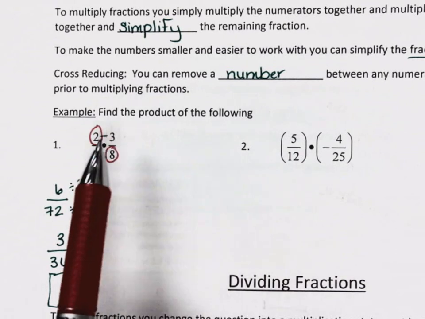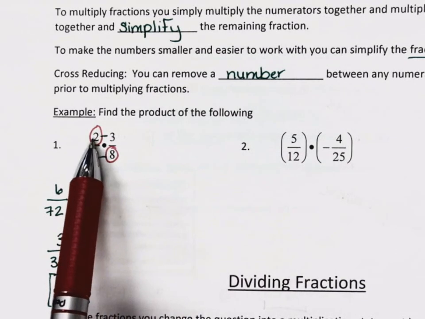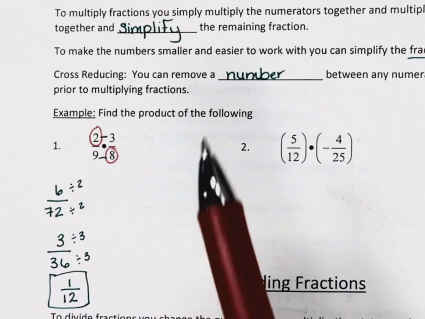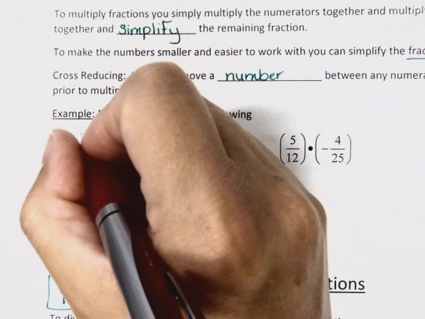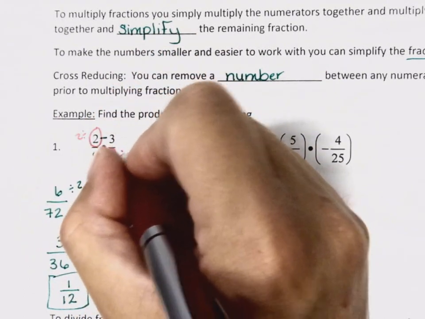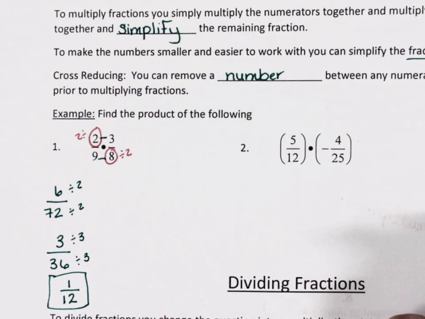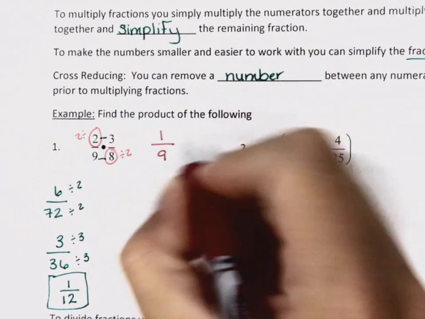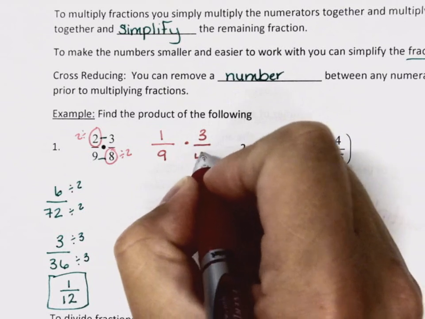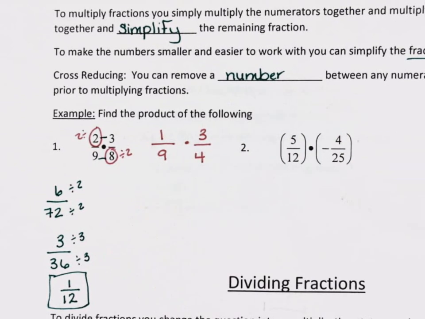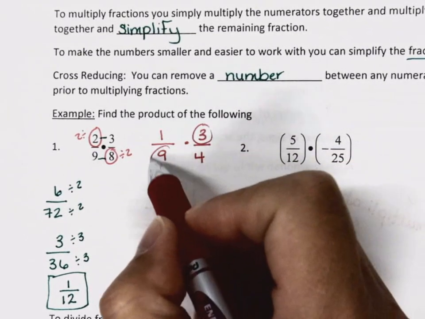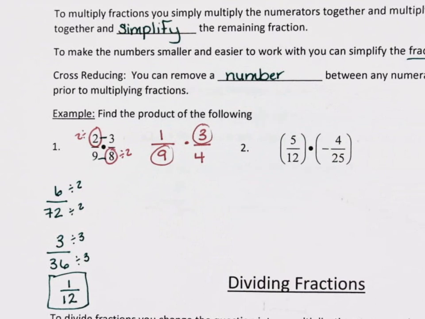I can only take out 2. I can't take out 4. I heard 4, but I can't take 4 out of 2. 2 doesn't divide by 4. So I can take out 2. If I divide by 2, what am I left with? On top here, I'm left with 1. And I'm left with 4 on the bottom. So what this allows us to do is reduce them even before we start. And then if you look at 3 and 9, what's the factor I can take out of there?